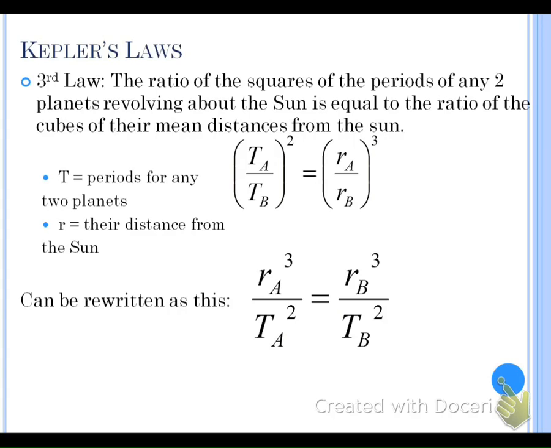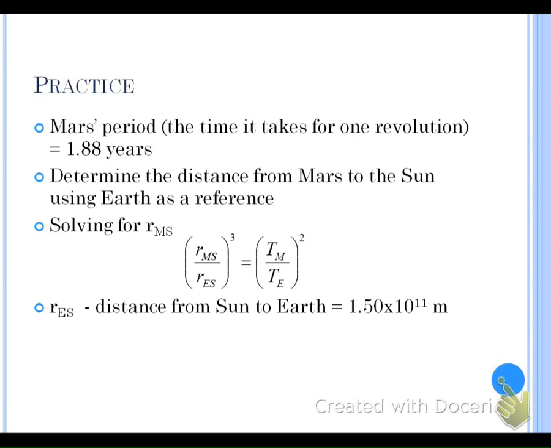The reason that it's rearranged is so that you can see this ratio, okay? This r cubed over t squared will be the same for every single planet that orbits the sun. This radius cubed over period squared will equal the same value for every planet that we look at. So we're looking at two planets, Mars, and we're using Earth as our reference, and the sun is one of our focus points. So that's what we're looking at in reference to the sun.